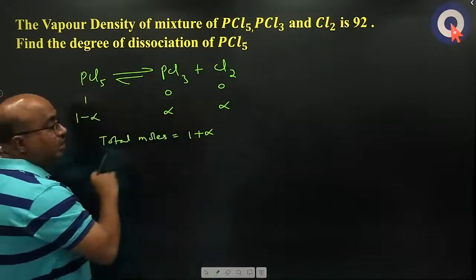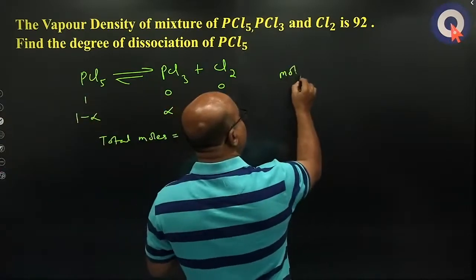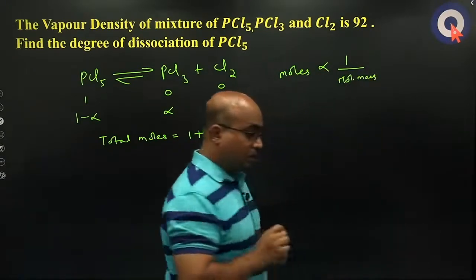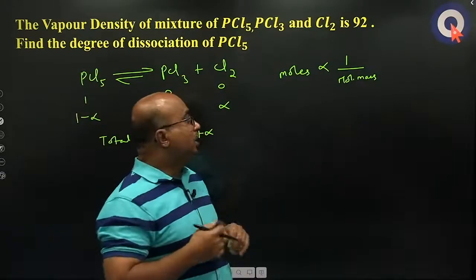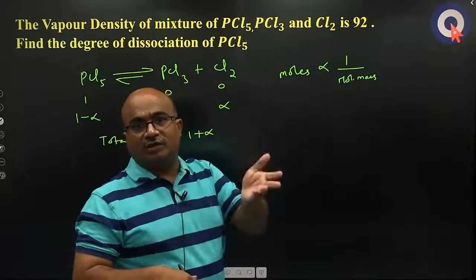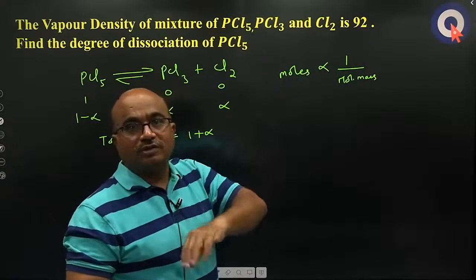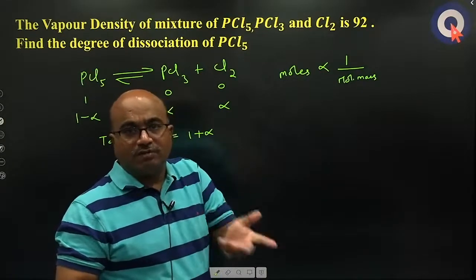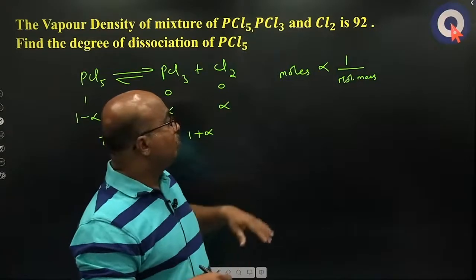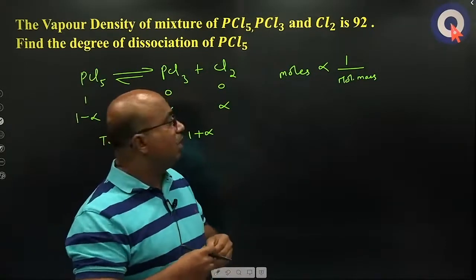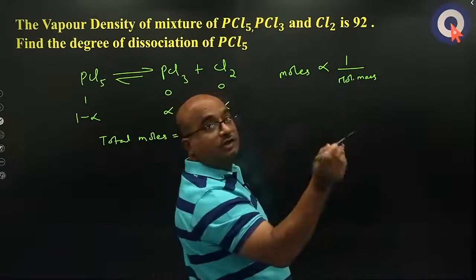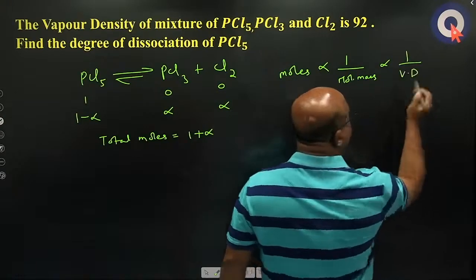But what we say in relation to this is moles. Moles are always proportional to 1 by molecular mass, because weight is always conserved in any reaction. Even if a gaseous component is involved in the equilibrium, we have to do such reactions always in closed conditions. Otherwise, there won't be any reversibility if the component is leaving. So we always do such reactions in closed vessels only. When closed vessels are there, mass is not lost, so weight is conserved. So we say moles are inversely proportional to molecular mass, but molecular mass and vapor density are directly proportional. So moles are also inversely proportional to vapor density.